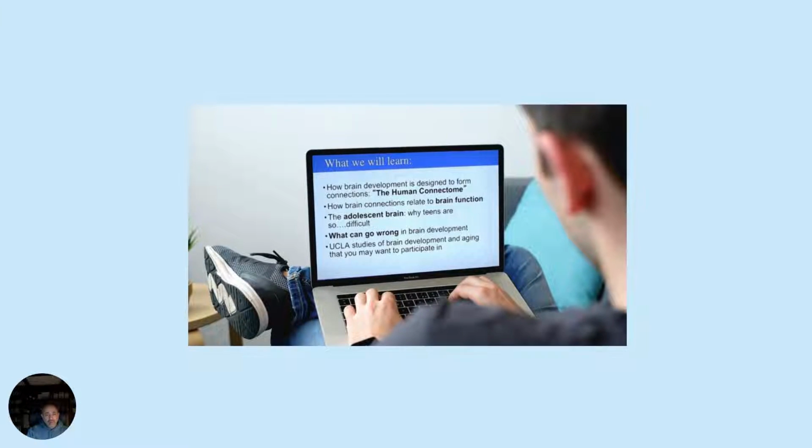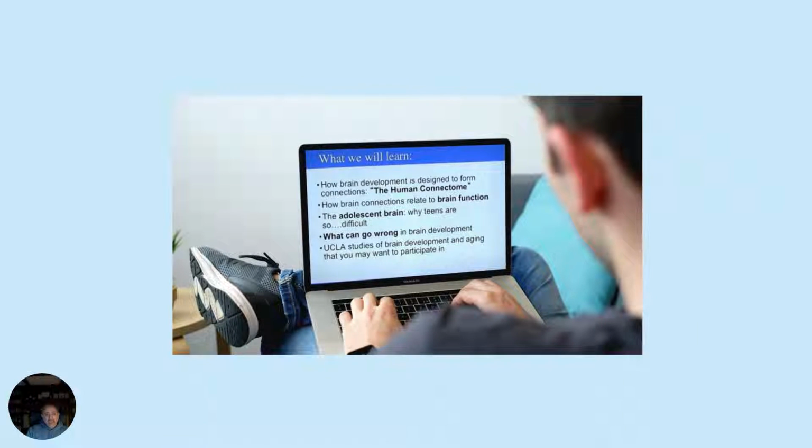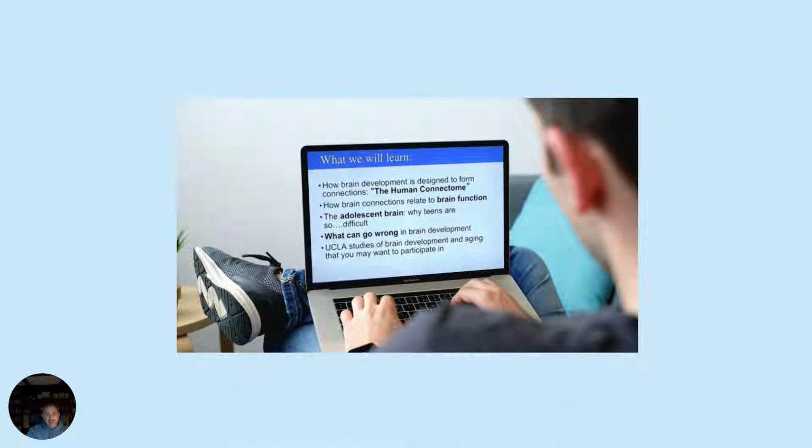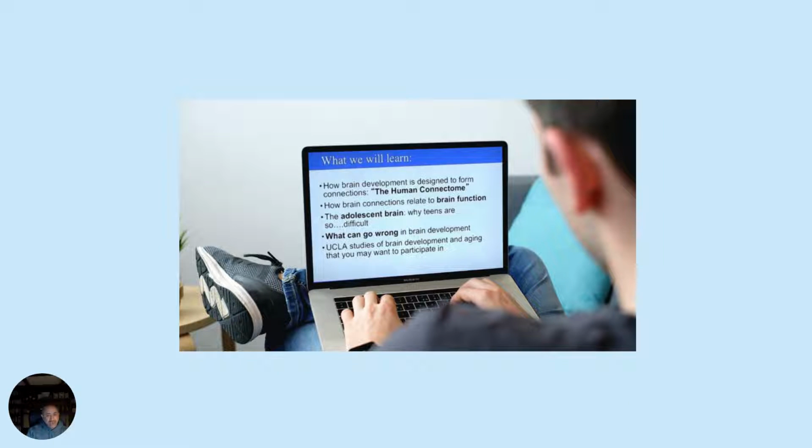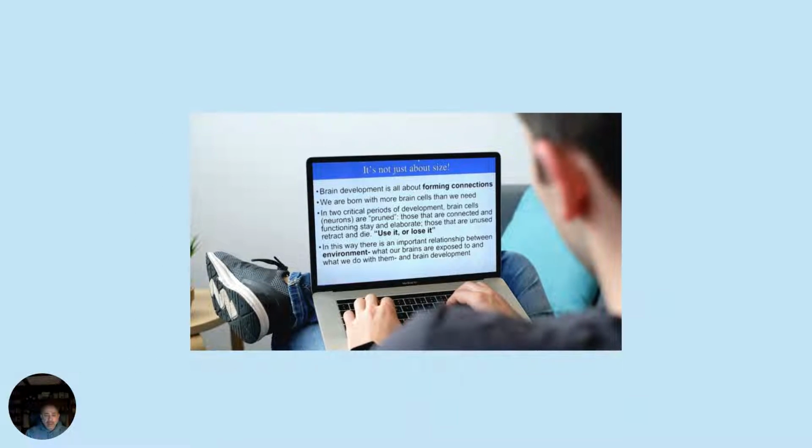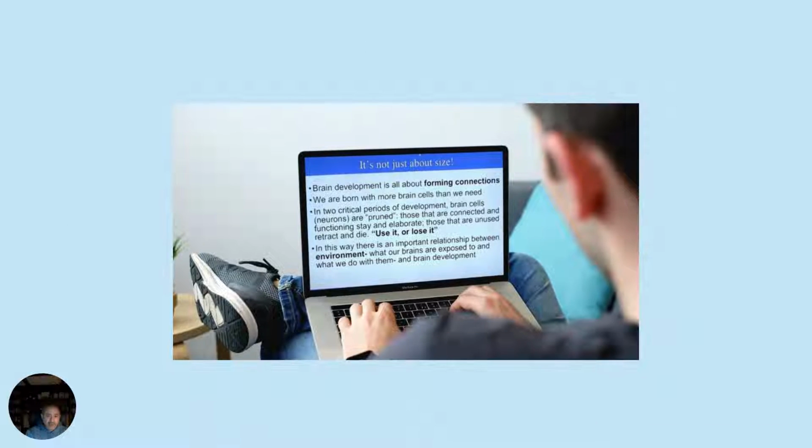Let's get to what we will be learning in this session: how brain development is designed to form connections, which is also known as the human connectome; how brain connections relate to brain function and the adolescent brain, and why teens are so difficult. And there is an actual study going on at UCLA regarding brain development and aging that you may want to look into. Those are the objectives that we will be covering.